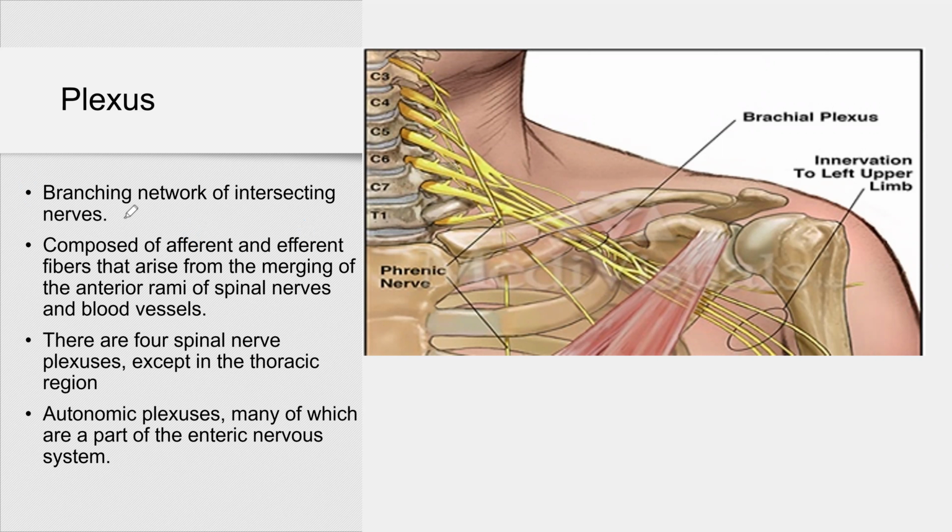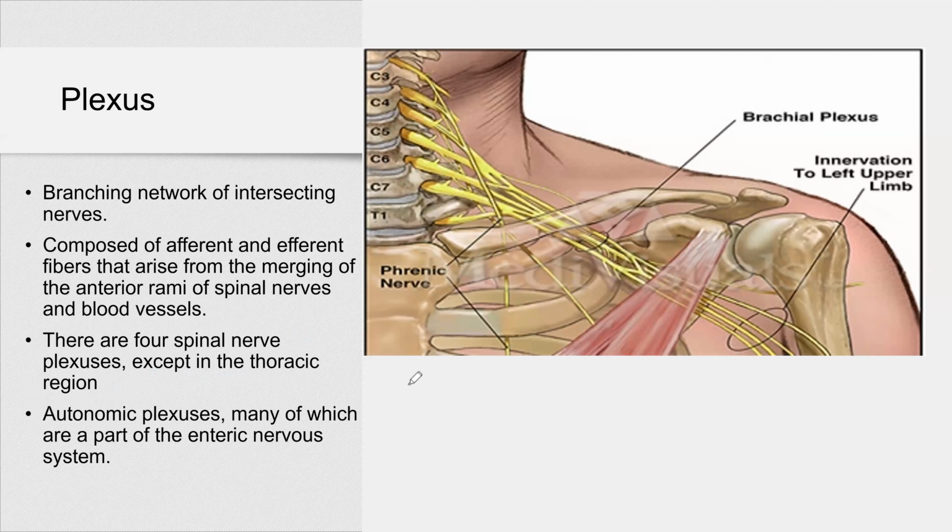So those plexuses are formed from anterior rami. We have 4 spinal nerve plexuses, and we have autonomic plexuses. We're going to look at these plexuses in detail. It says here, except in the thoracic region. So in the thoracic region, we do not have plexuses. What happens with those anterior and posterior rami in the thoracic region will be covered in this part.